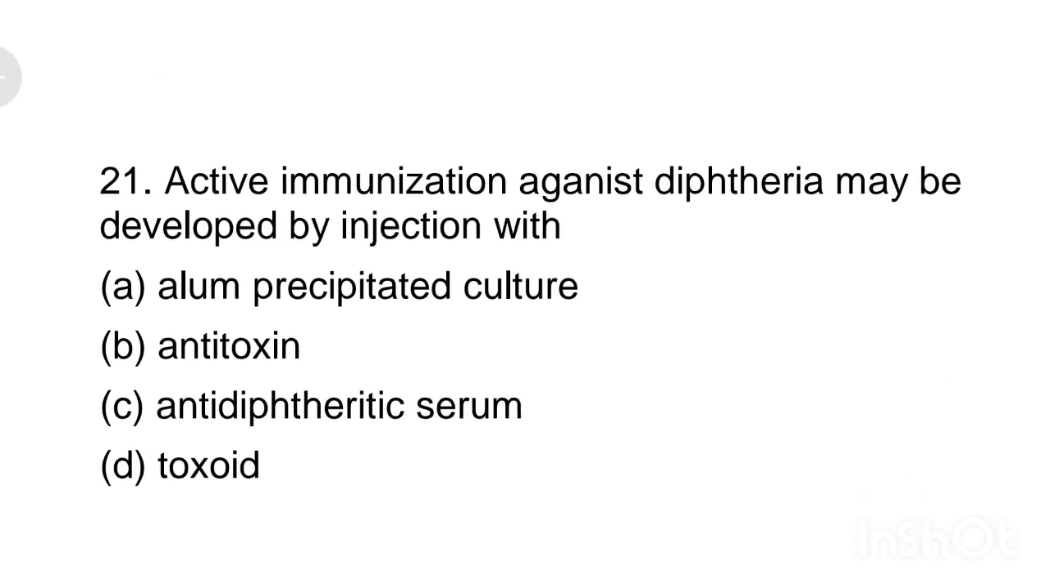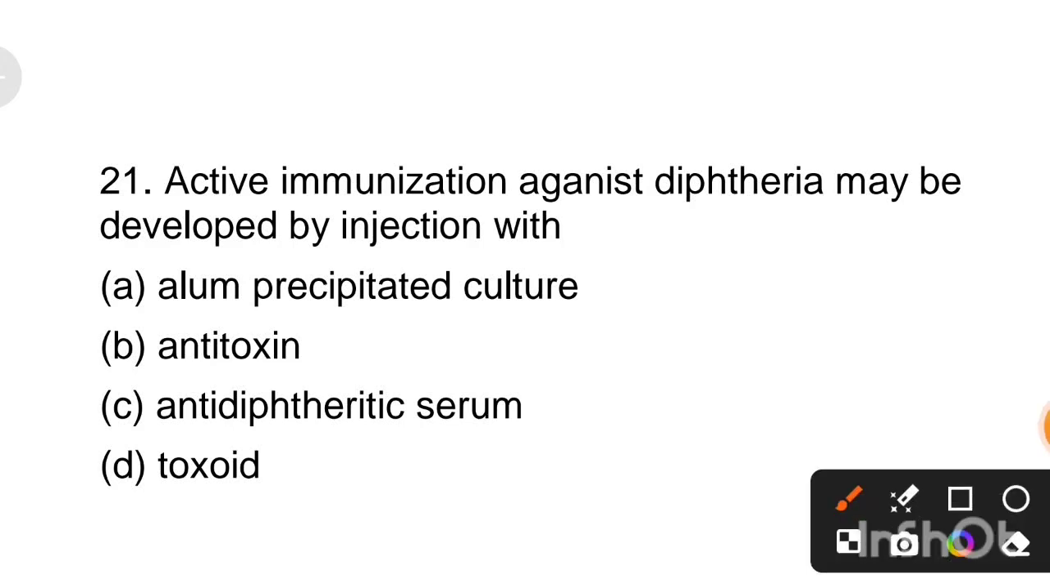Next question. Active immunization against diphtheria may be developed by injection with: option A, alum precipitated culture; option B, antitoxins; option C, antidiphtheritic serum; option D, toxoid. Correct answer is option D, toxoid.